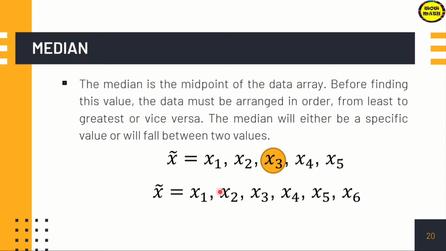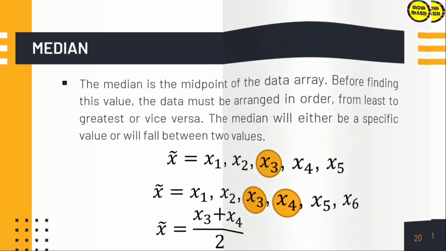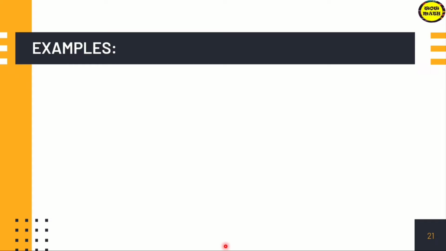Pero kapag even, let's say we have an even number, ibig sabihin, meron tayong dalawang gitna na number. Ang gagawin natin kapag ganito, i-add natin yung dalawa. We're going to add x sub 3 plus x sub 4, divided by 2. Ganun lang ang gagawin.